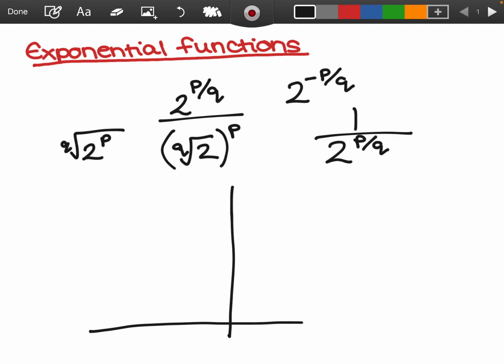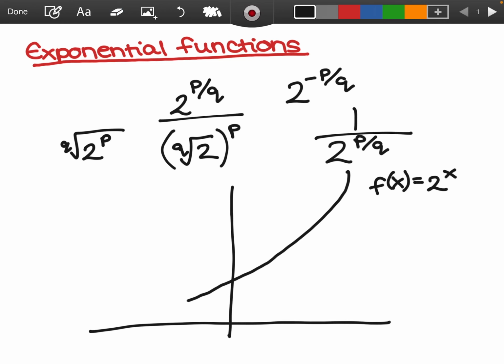What does the graph of something like this look like? Well, we'll assume that we're looking at f of x is equal to 2 to the power x. Roughly what does a sketch of that graph look like? It actually looks something like this, where it passes through the point 0, 1.